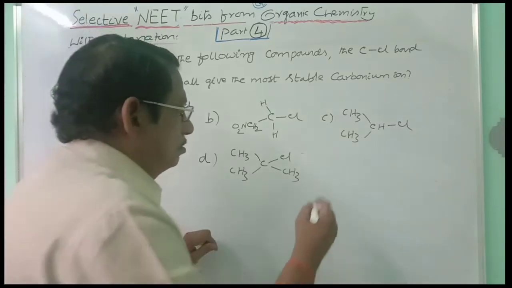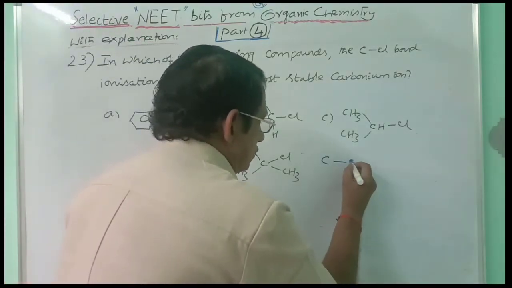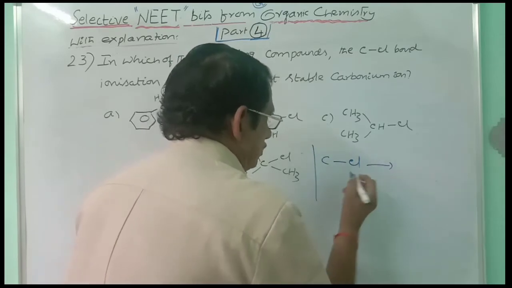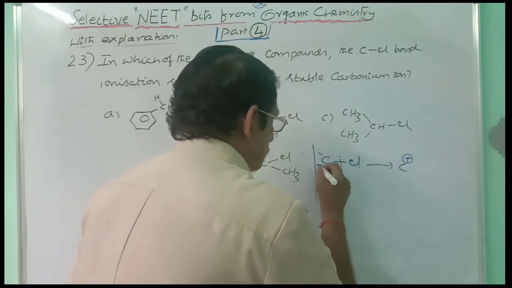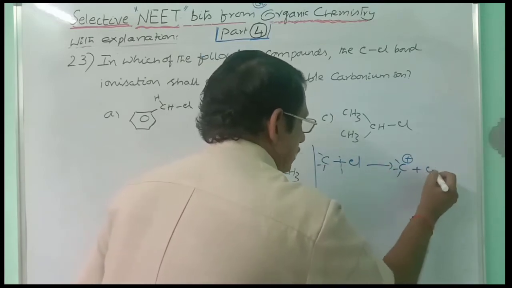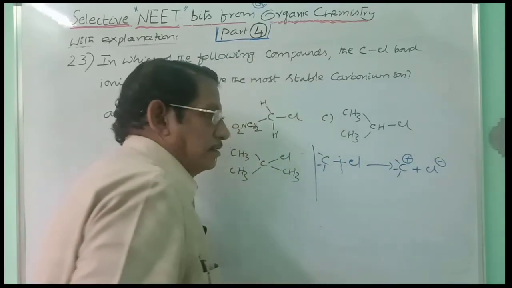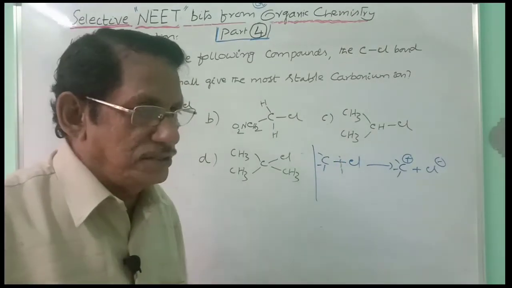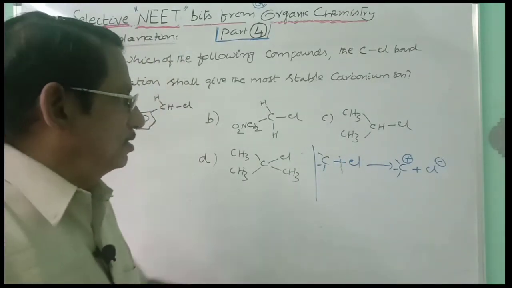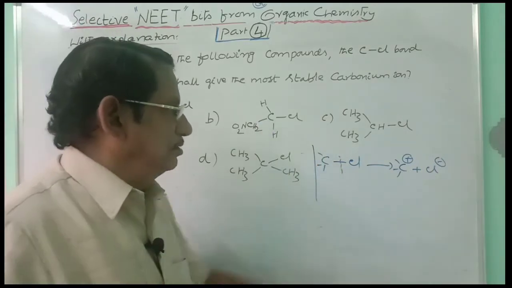Whenever the C-Cl bond undergoes ionization, it will give you a carbocation plus Cl minus ion. This is the carbocation. When the C-Cl bond is undergoing ionization, Cl takes the minus charge because Cl is more electronegative than carbon. It gives the carbocation.